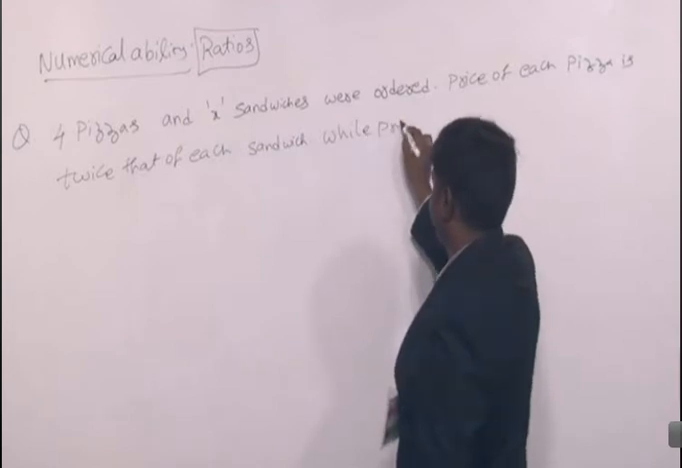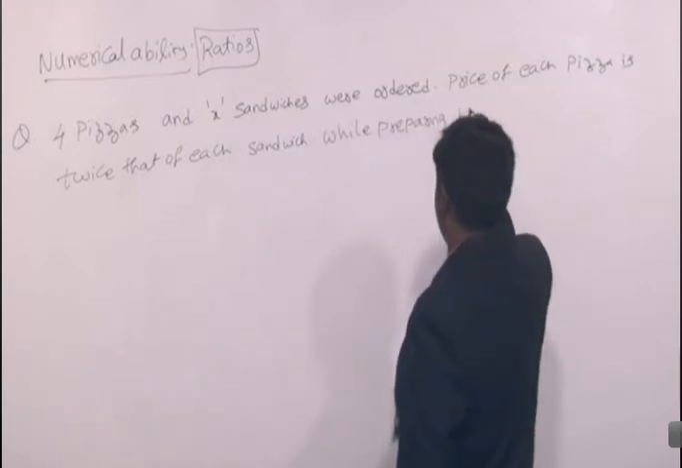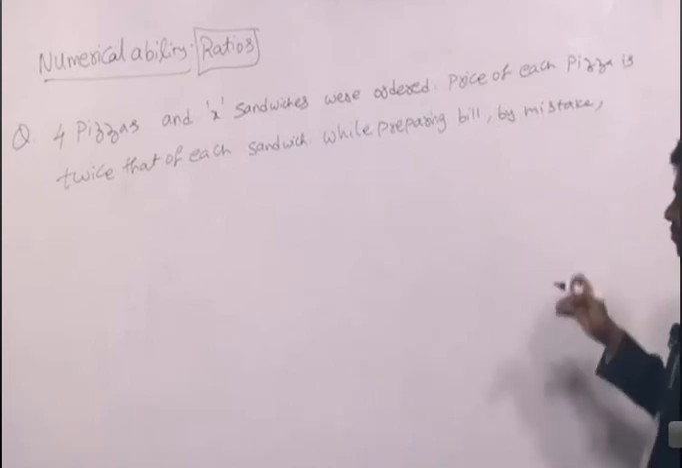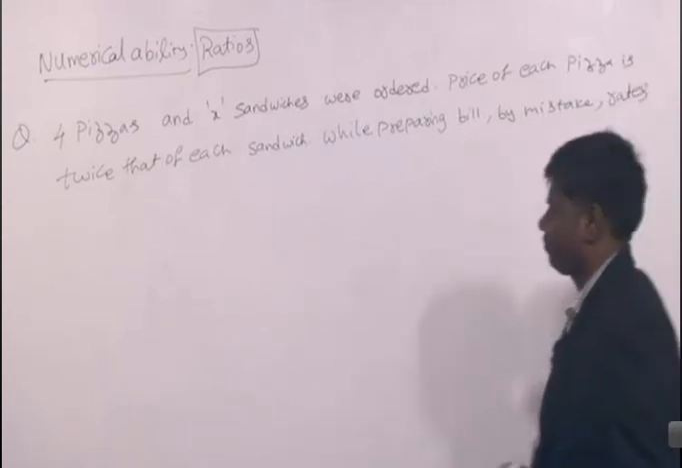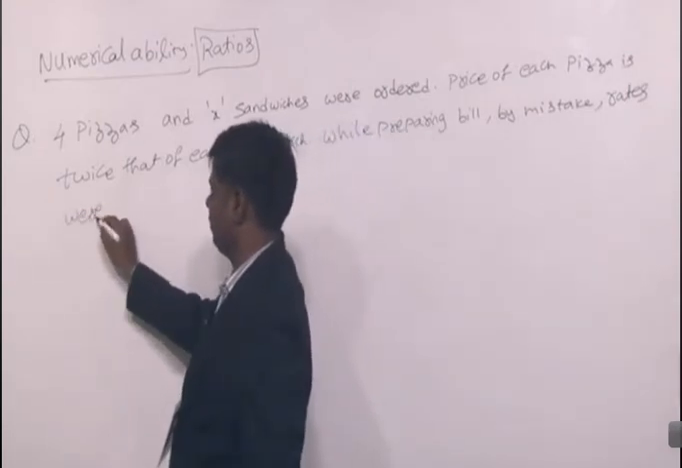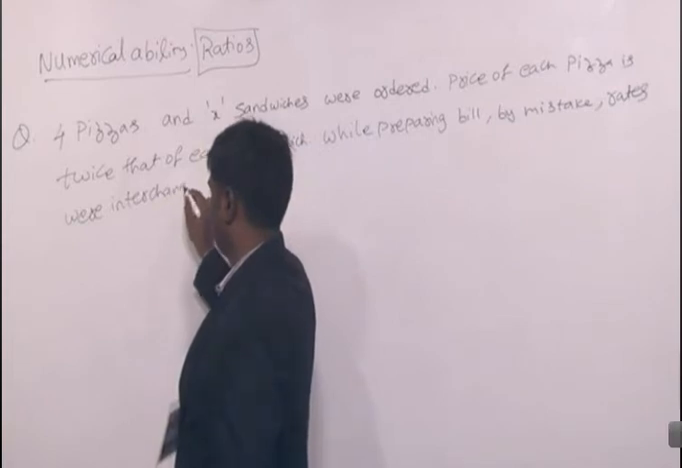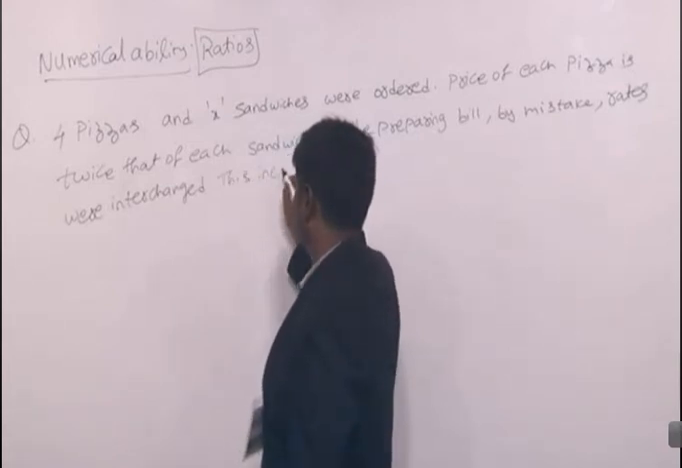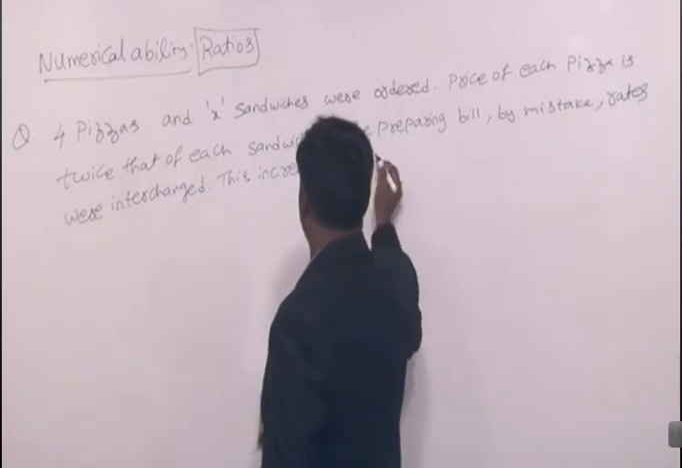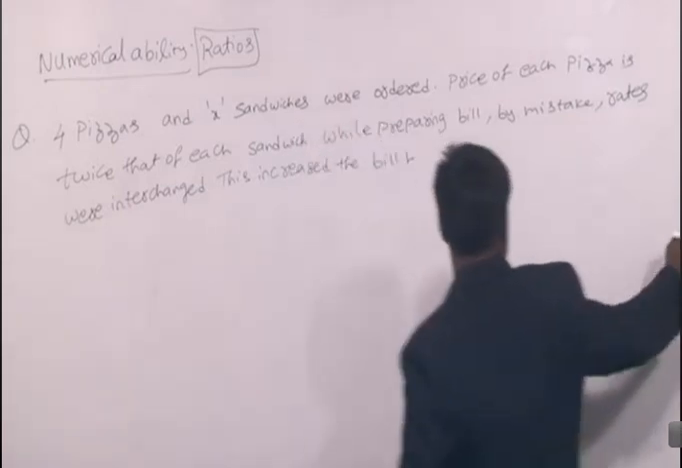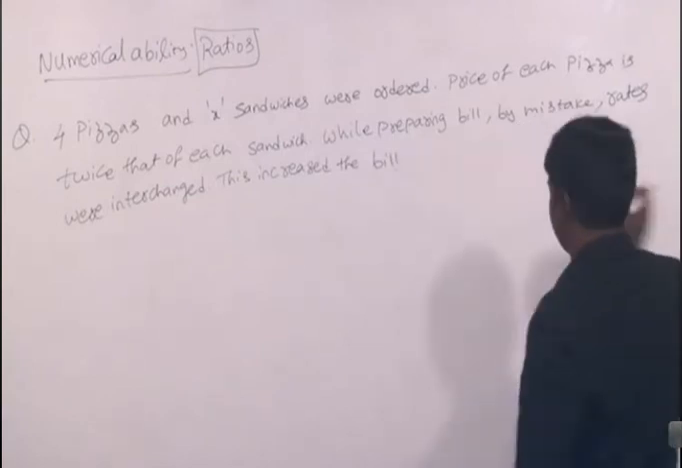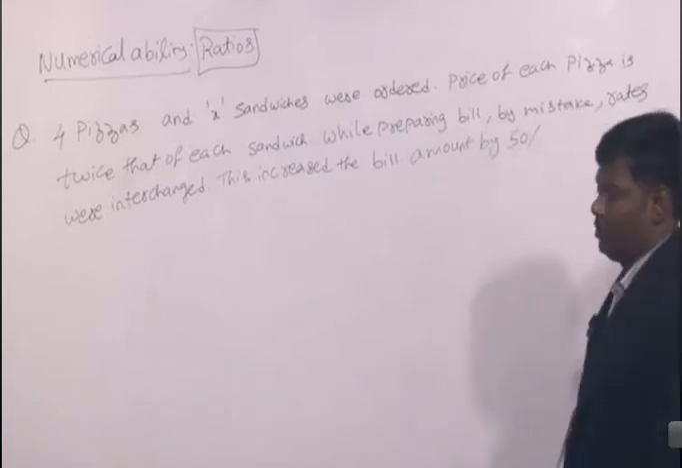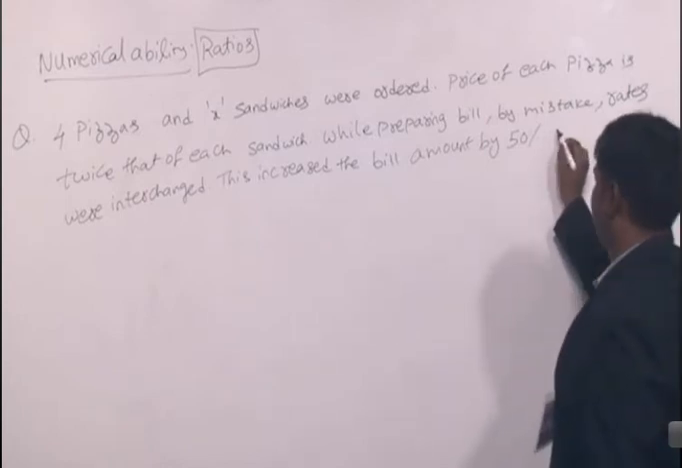While preparing the bill, by mistake, rates were interchanged. This increased the bill amount by 50%. Find X.